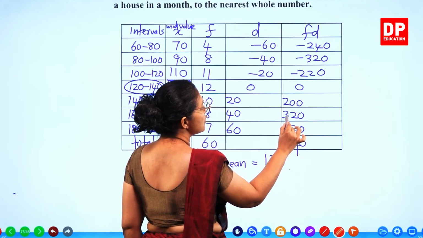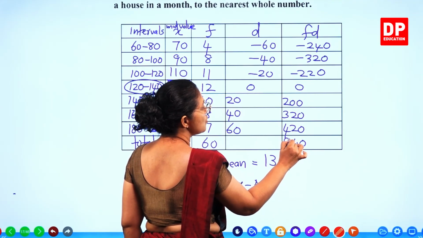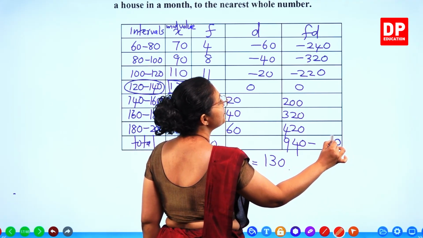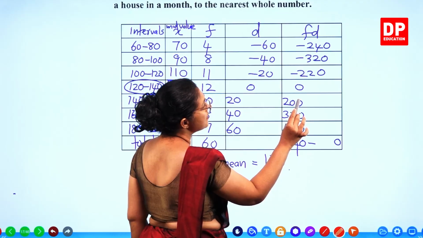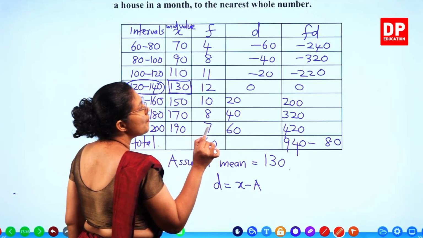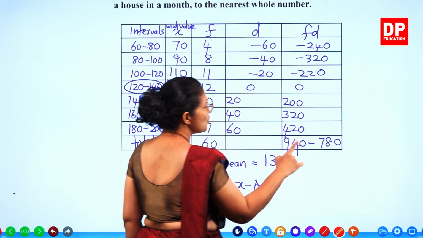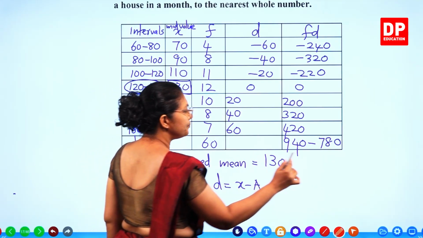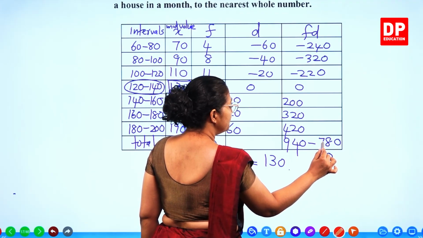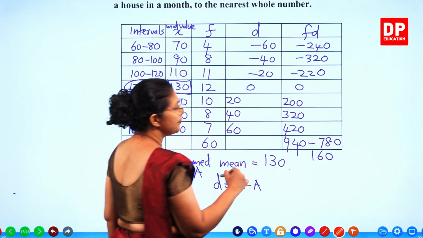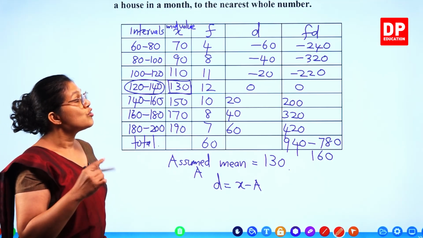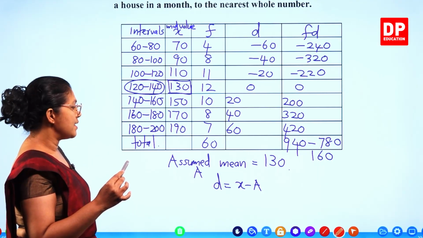You get 4 plus 3, 7, 2, 9. Add negative numbers here. 4 plus 2, 6, 6 plus 2, 8. 3 plus 2, 5, 5 plus 2, 7. So what's the difference? 160. So the difference is 160. So the total of fd is 160.